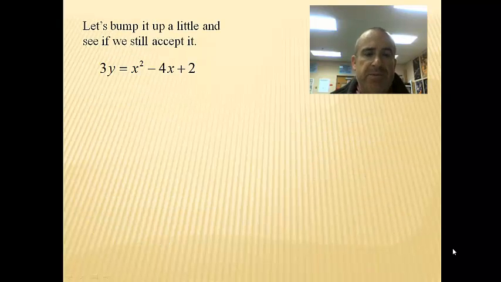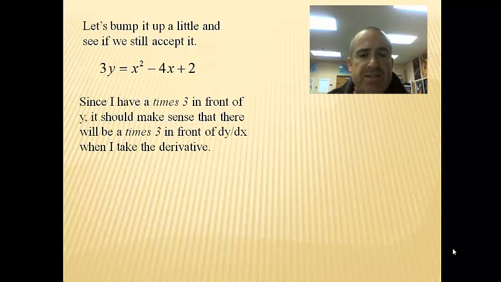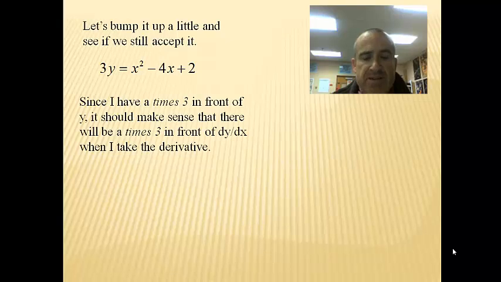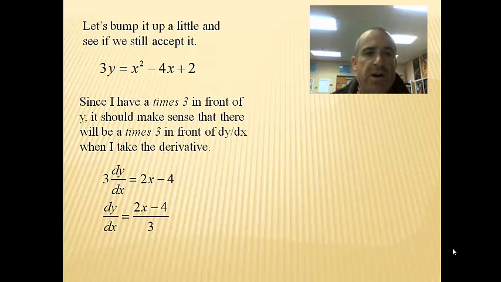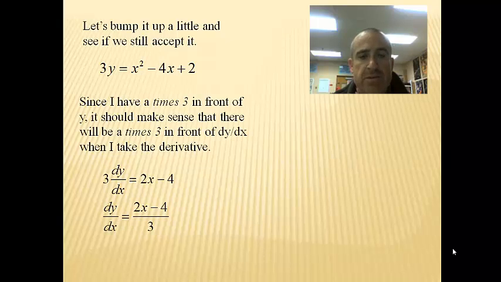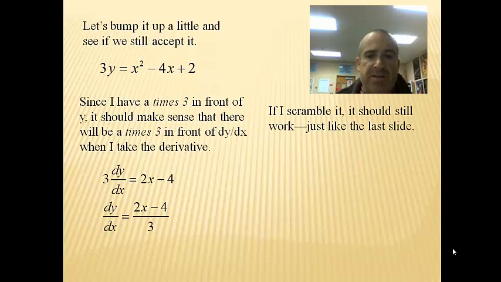So let's bump it up a little. So we have another equation, 3y equals x squared minus 4x plus 2. So since I have a times 3 in front of the y, it makes sense that there's a times 3 in front of the dy dx. So the derivative of 3y is 3 dy dx. And then the derivative of x squared is 2x, and the derivative of 4x is 4, and the derivative of 2 is 0. So my final step, I need to get the dy dx by itself, so I'm going to divide by 3, and there's the dy dx by itself.